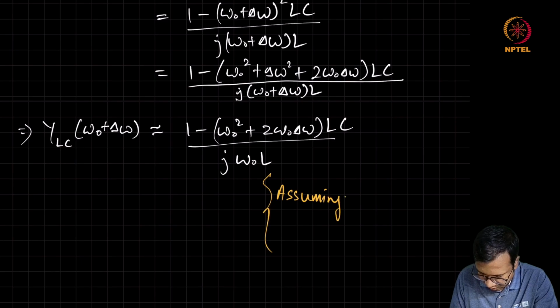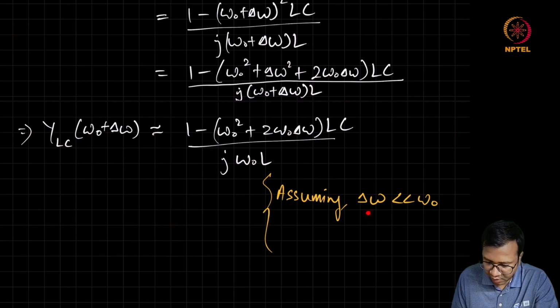Assuming delta omega is much smaller than omega naught, which is also true because we are looking at an offset frequency of delta omega, which is going to be at max maybe a few tens of megahertz, whereas this omega naught is going to be in gigahertz.